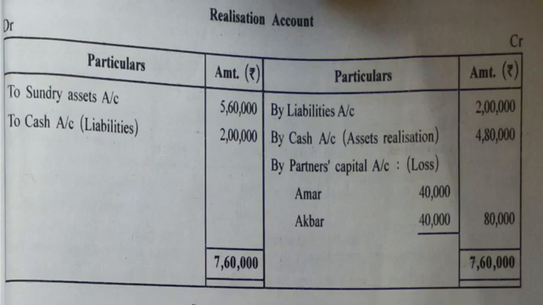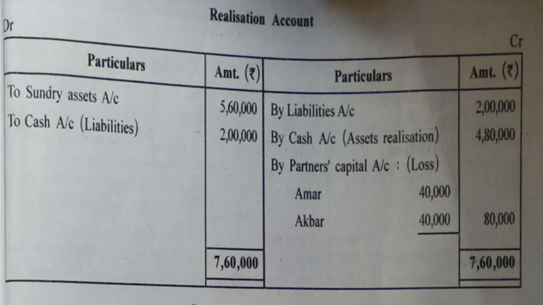The journal entry for closing the accounts of assets: realization account debit to sundry assets account. That means all the other assets. So in journal entry, assets have been credited. So in the process of posting, they are written on debit side, 5,60,000. Same for liabilities, 2 lakh.